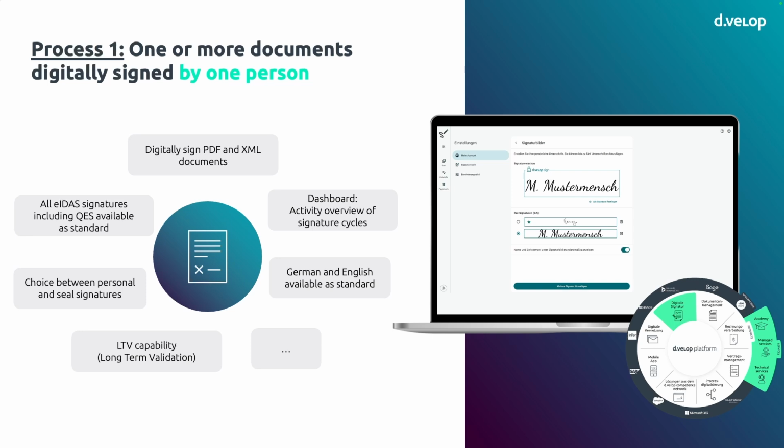I am able to provide all types of eIDAS signatures, including but not limited to the qualified electronic signature. I have the option to design my signature processes in German and English in the standard. If any other languages are needed for your use cases, feel free to reach out to us. We can also implement those together upon agreement. You have the option to choose between personal and seal signatures, and all signatures are LTV capable. LTV stands for long-term validation, which means that the signatures applied have validity over a long period.